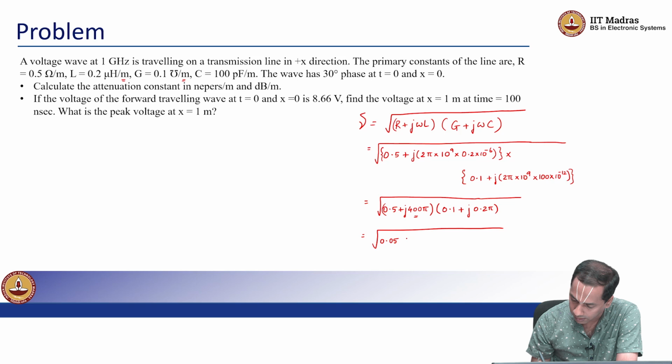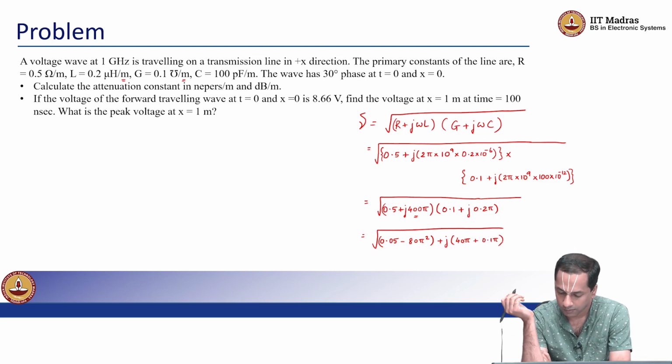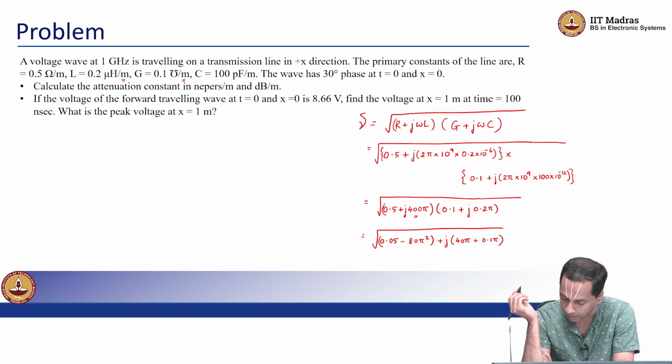And j times j is minus 1, so I have minus 80 pi squared. This is the real part, and then I have the imaginary part. I am just multiplying out the two complex numbers.